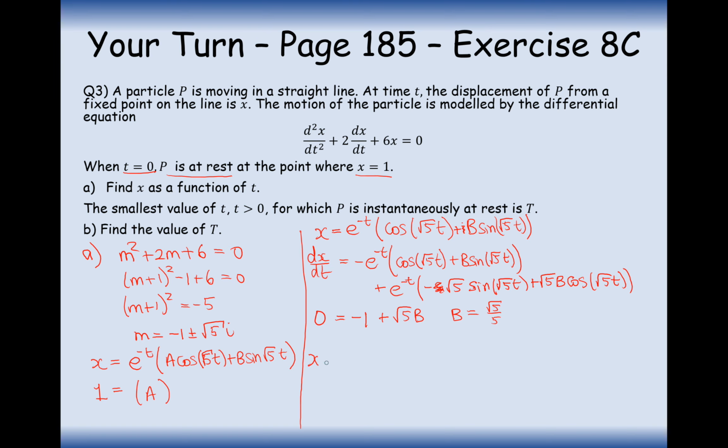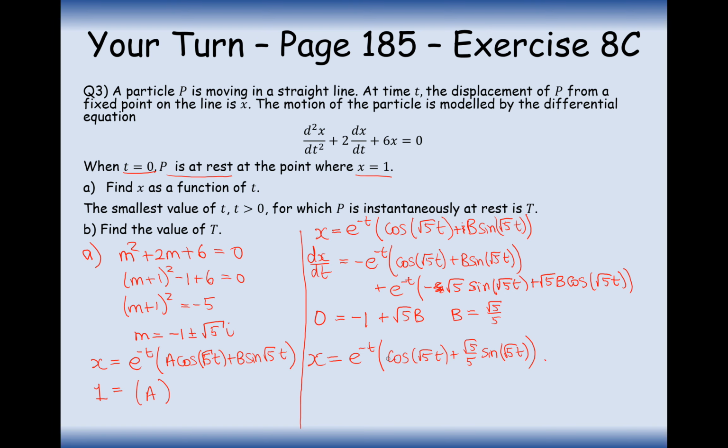So the relationship between x and t is going to be x equals e to the minus t brackets cos root 5t, and then plus root 5 over 5 sine root 5t. And there we are, that's the answer to part A. So the smallest value of t greater than 0, for which p is instantaneously at rest, is t. Find the value of t.